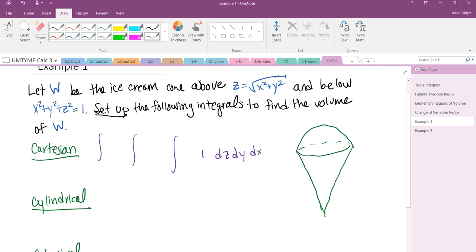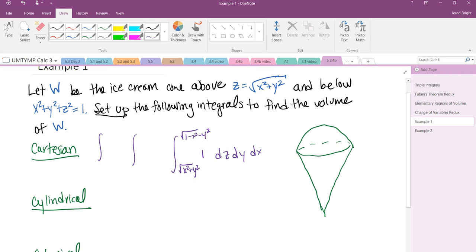So z, as I think about z, it's going to extend from the lower function to the upper function. This one is actually kind of easy. So the lower function is the cone, and that's just the square root of x squared plus y squared. And then the upper function is the hemisphere. And when you solve for z and do the upper part, you end up with square root of 1 minus x squared minus y squared.